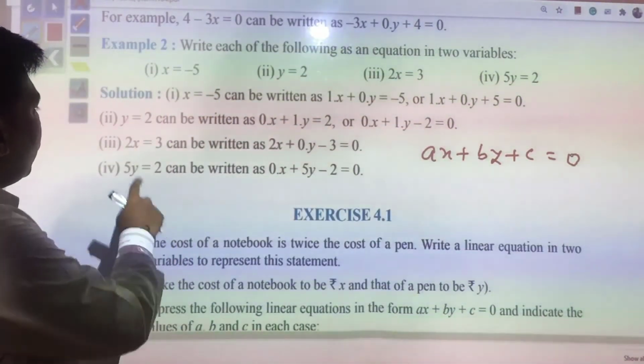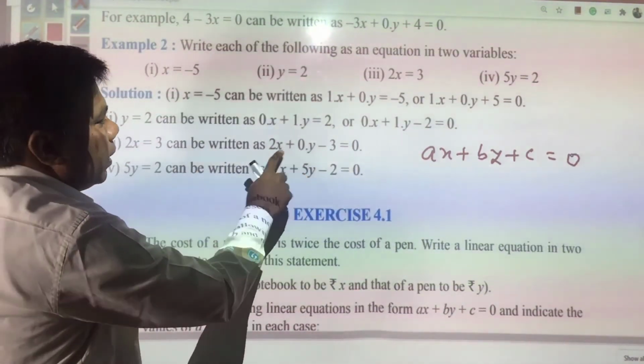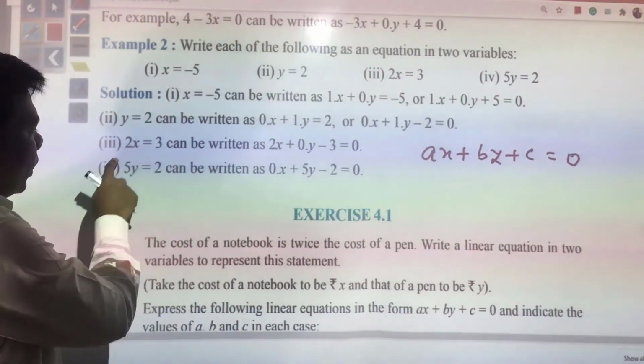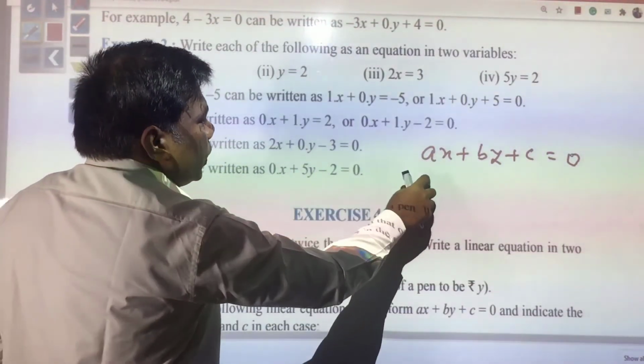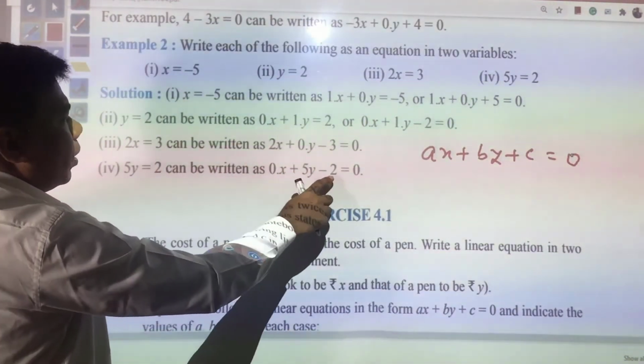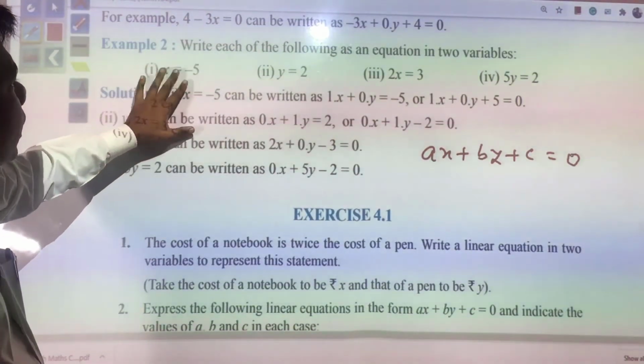This will become 2x minus 3, the y term is not there. So, we will write 0y: 2x plus 0y minus 3 is equal to 0. Here the y term is there, x is not there, so we will write 0x. So, 0x plus 5y minus 2 is equal to 0. So, in this way it was required to be done.